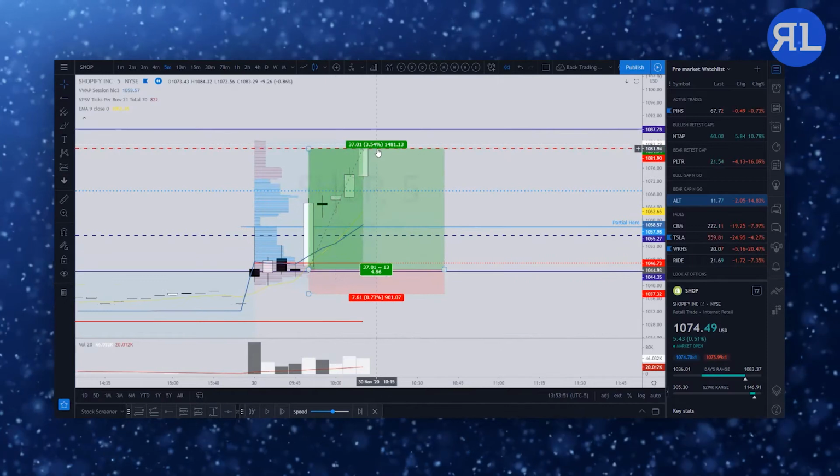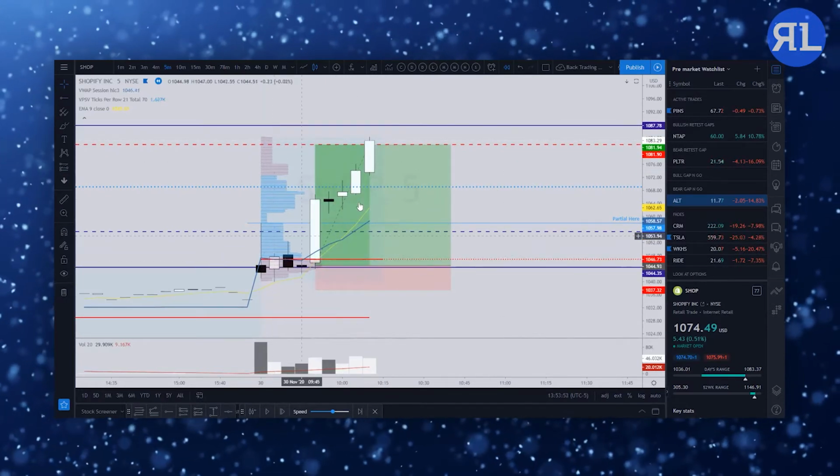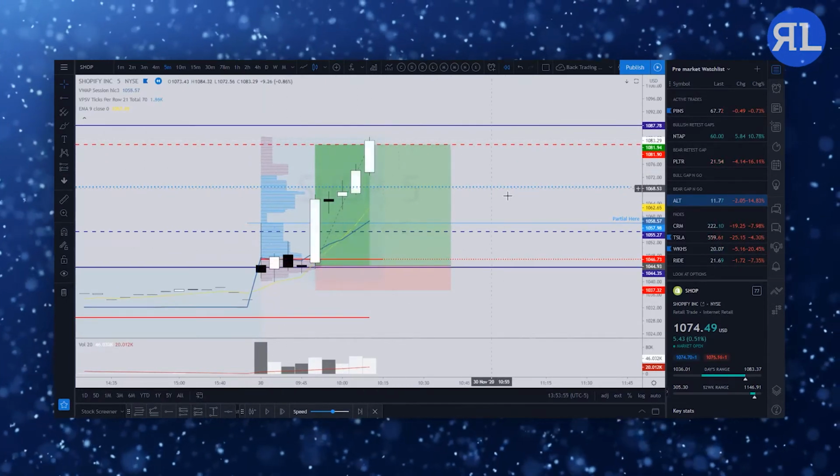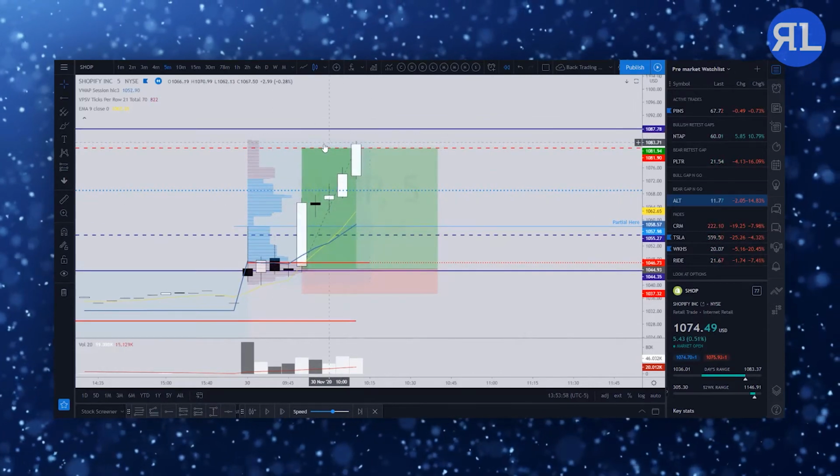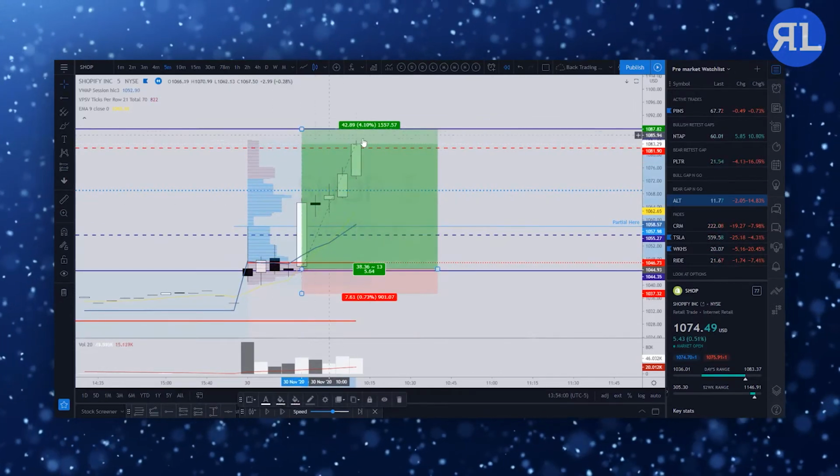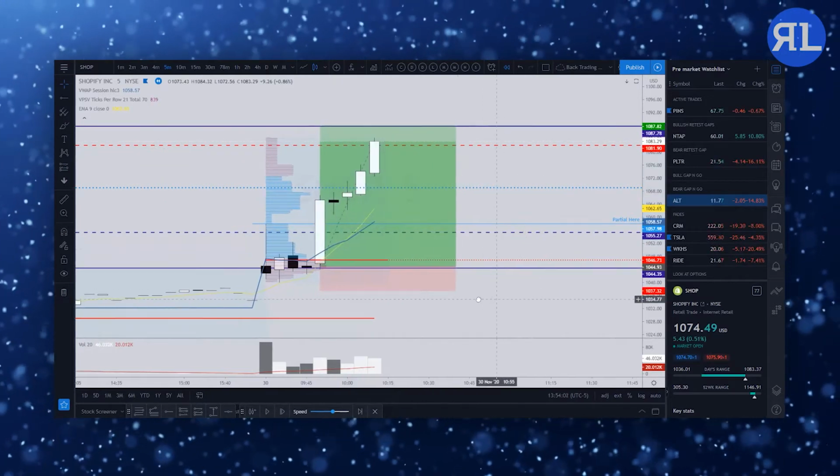So there's the second partial right there. Now, the point of control has not moved up with this price. This has been a pretty big move. So at this point, I think what I'll do is I'll take everything at that blue target. So I'll take everything there.